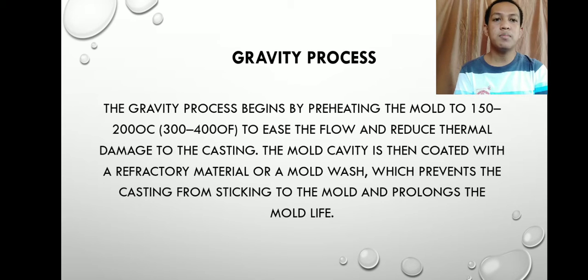The gravity process begins by preheating the mold to 150 to 200 degrees Celsius to ease the flow and reduce thermal damage to the casting. The mold cavity is then coated with refractory material or a mold wash, which prevents the casting from sticking to the mold and prolongs the mold life.